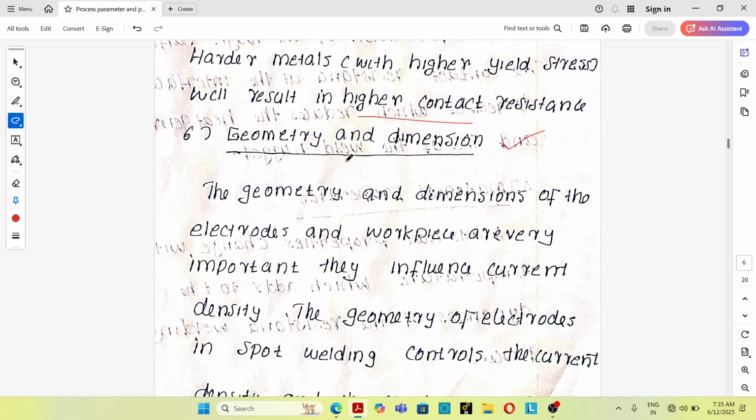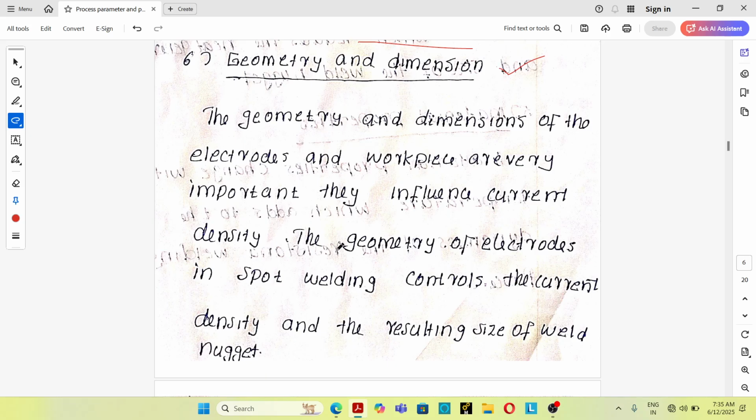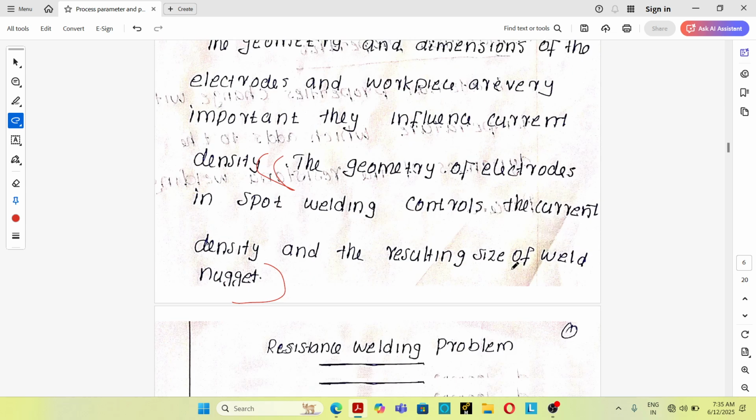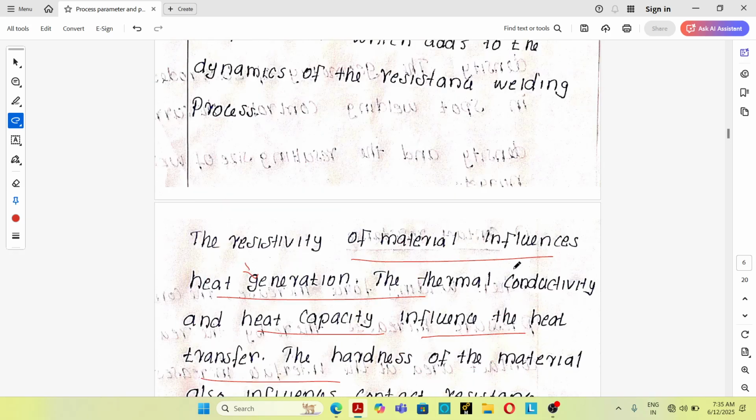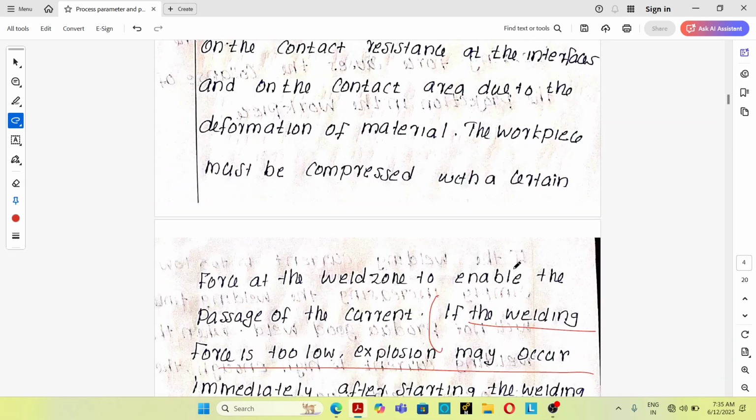And the last parameter is the geometry and dimension. The geometry of electrode in spot welding controls the current density and the resulting size of the weld nugget. So in the case of the spot welding process, the size of the weld nugget is affected by the geometry of the electrode which is used in the resistance welding process. So these are the main parameters which affect the resistance welding process.